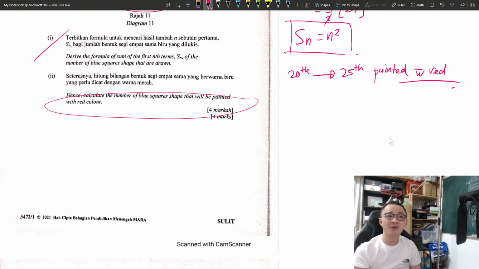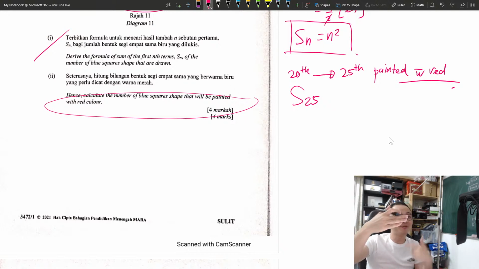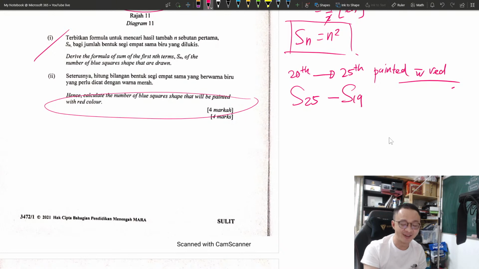Okay, so right now I'm trying to use Sn to solve it. First thing I will do is sum all the way to the 25th row. This 25th row actually represents the blue ones and the red ones together, because the blue ones are from 1 to 19, isn't it? Then from 20 to 25 will be red, right? So what I want to do is minus. I don't want the blue color, I only want the red color. Remember? So I will minus S19.